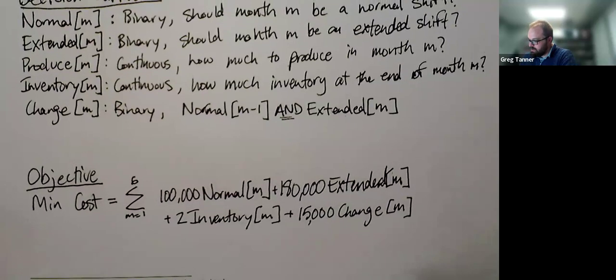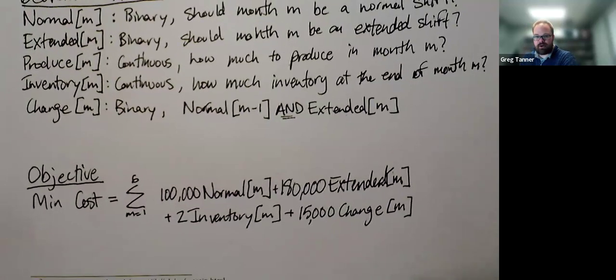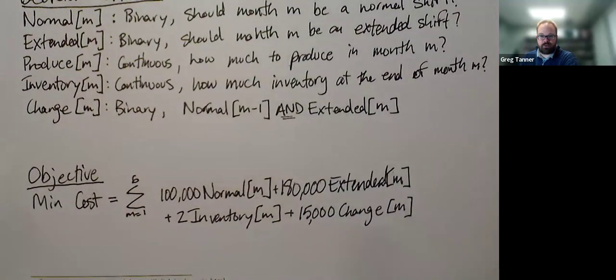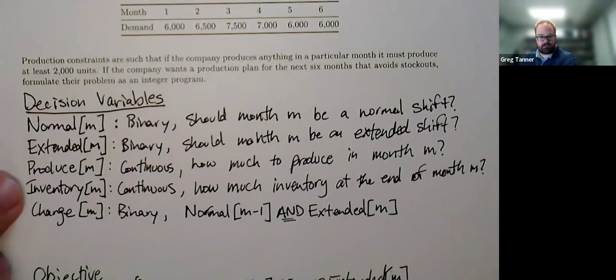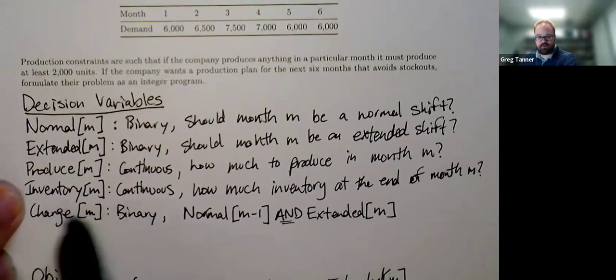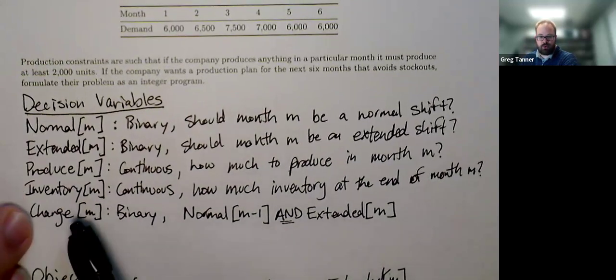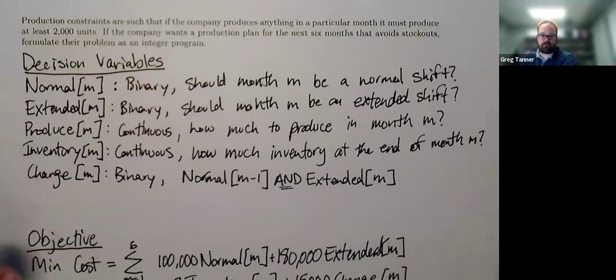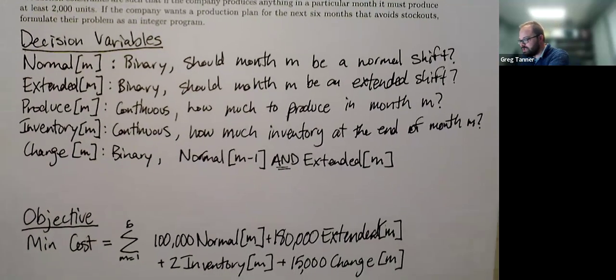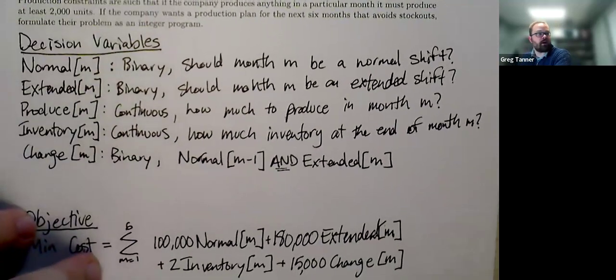Okay. Now, let's go ahead and talk through what constraints we're going to need. Some of the constraints are going to be things that connect with things in the paragraphs up here. Some of them are just going to be how do we implement some of the relationships between the variables. Specifically, how do we implement a change variable that actually has this relationship between normal in month m-1 and extended in month m. So let's work through them one at a time.